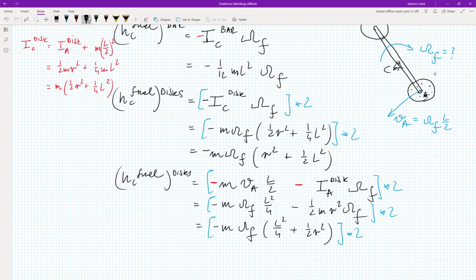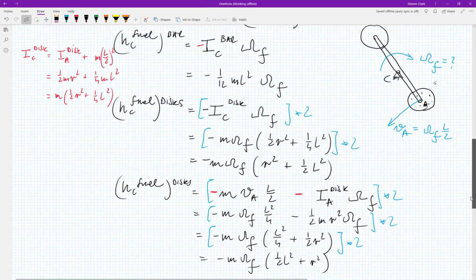And we'll end up with minus m omega final 1/2 L squared plus R squared. So I don't know what you think, but in my opinion, we obtained the same answer. Okay, so my goal in here was to show you how to use these two expressions. And correct me if I'm wrong, but is it the end of the problem? Did we find, I think we found everything, right?